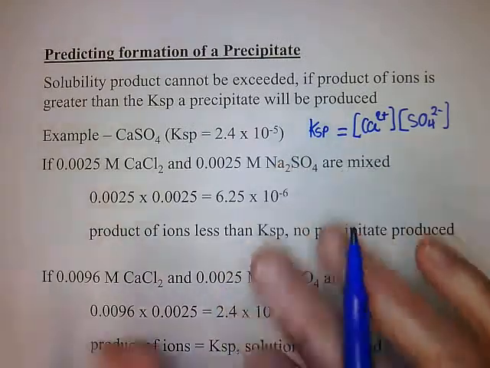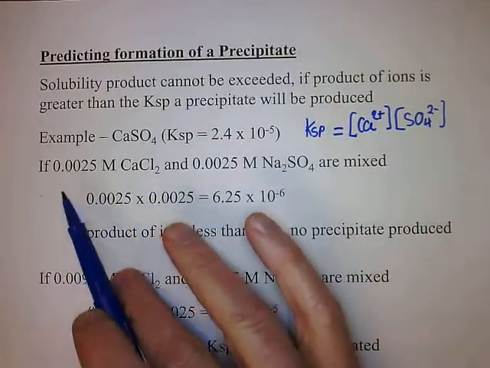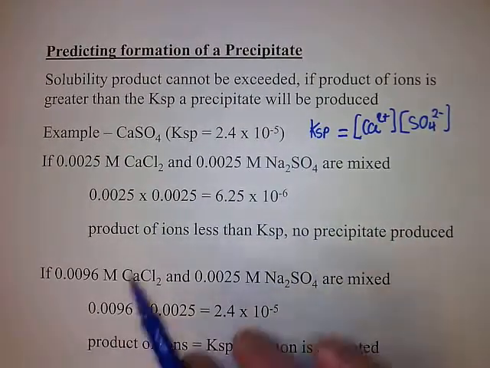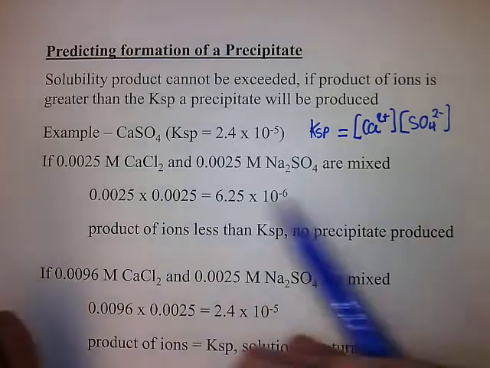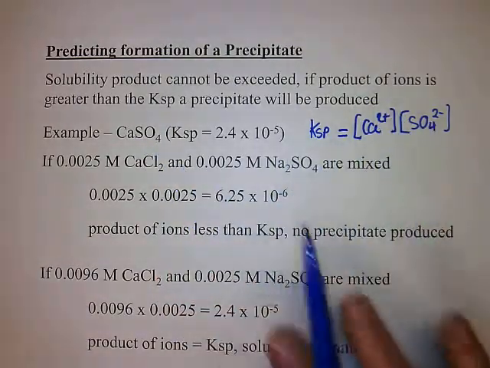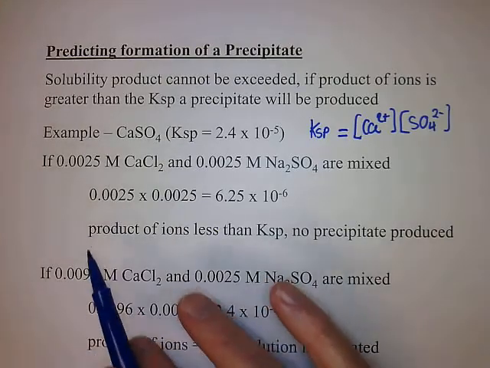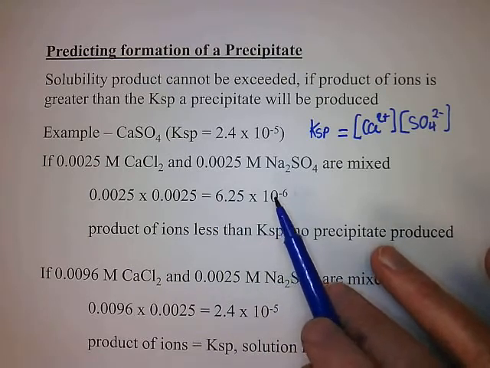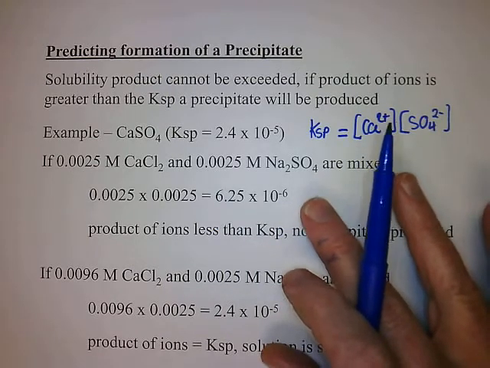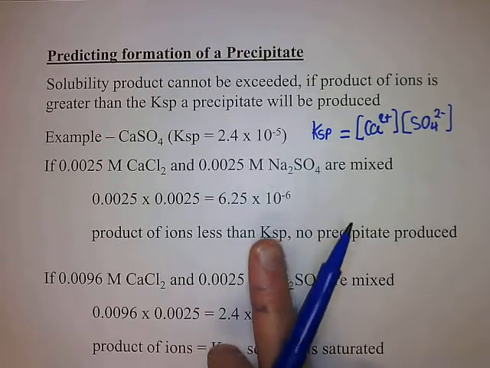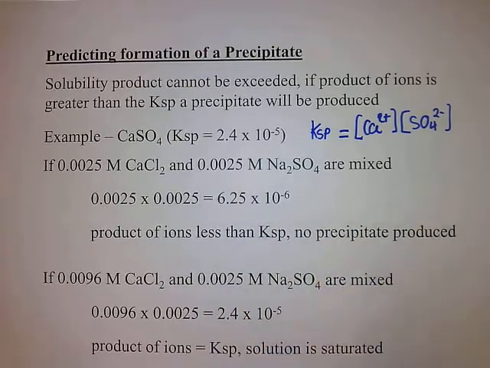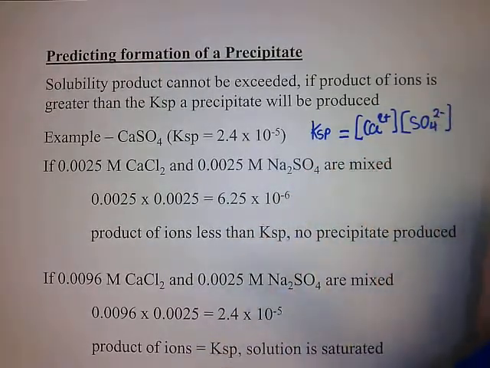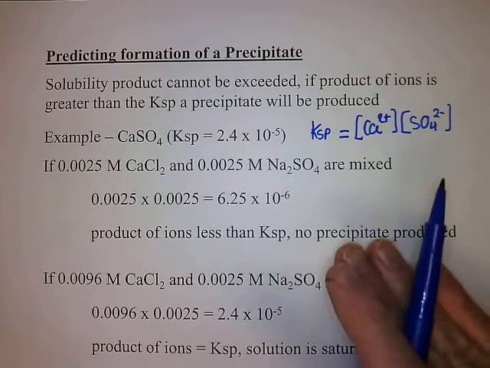So in other words, what we're saying is concentration of calcium ion is 0.0025 molar and concentration of sulfate ion is 0.0025 molar. Well, your KSP, or equilibrium expression, is the product of the ions. So the product of the ions is 6.2 times 10 to the minus sixth. Now, if the product of the ions is less than the KSP, like it is here, no precipitate is produced. So we're not yet at the point where we're equal to the KSP. Solution is not saturated. In other words, nothing's going to happen.